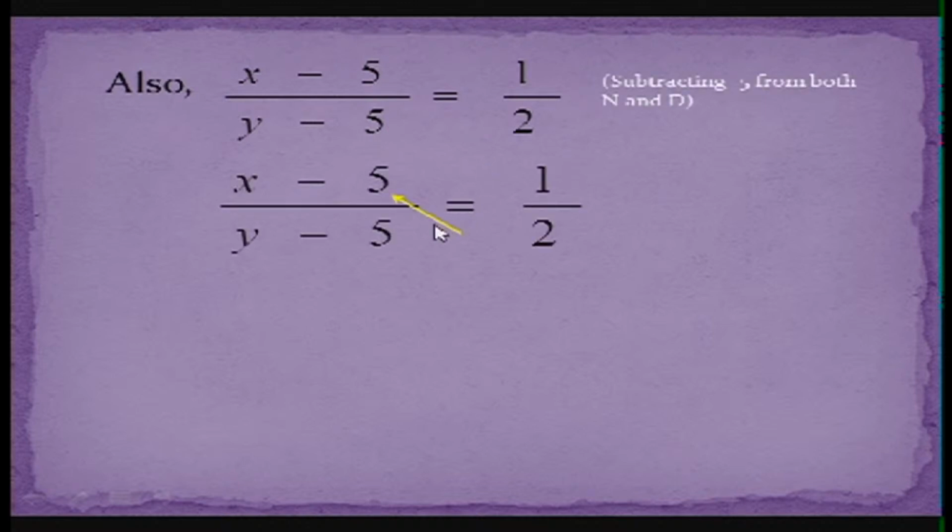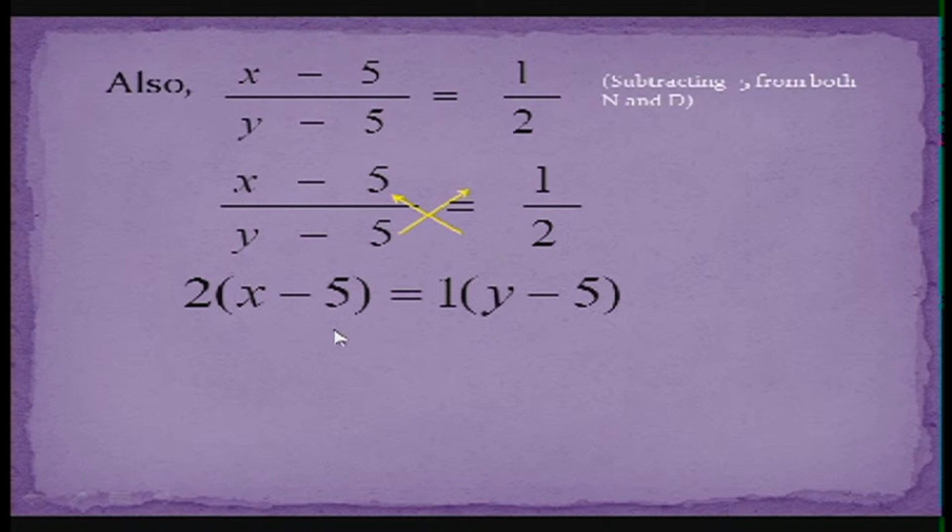We are doing the same thing here again, children. We are cross multiplying. So, what do we get here? 2 times of (x minus 5) is equal to 1 time of (y minus 5). Let us open the brackets.